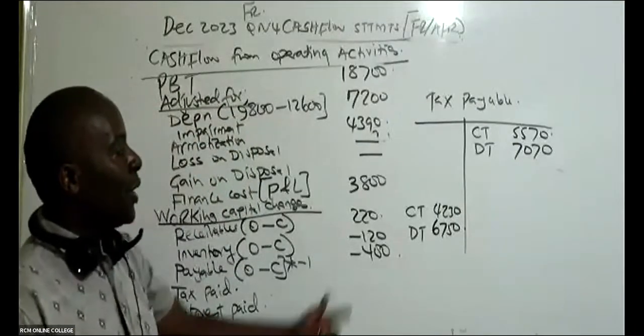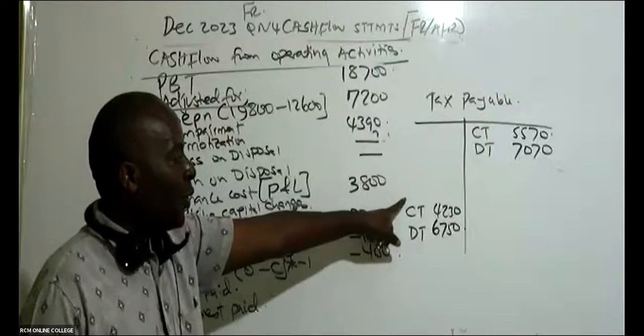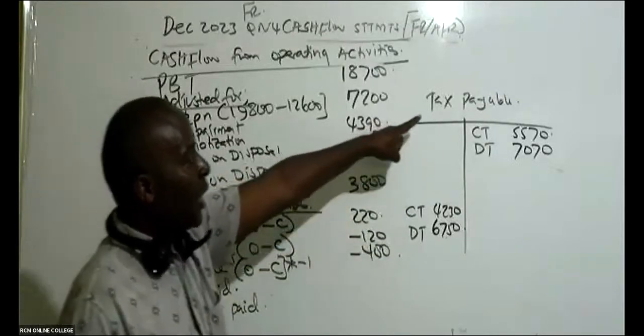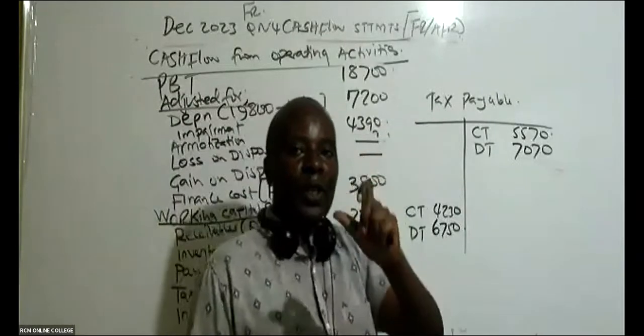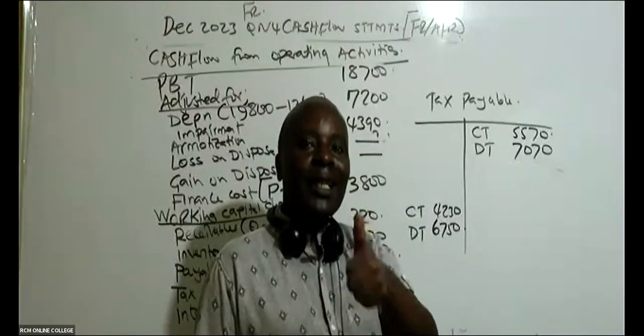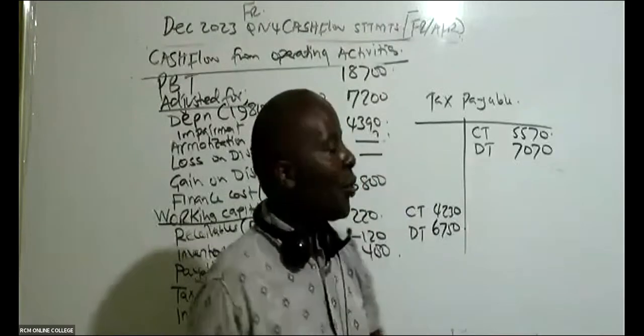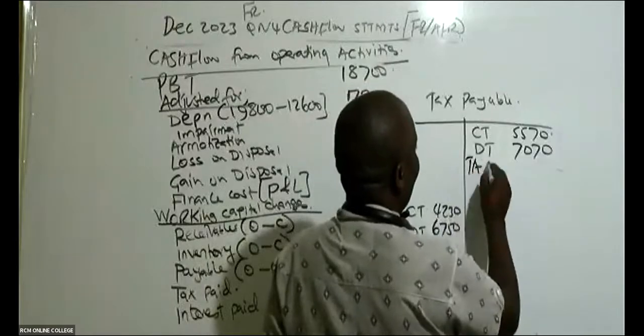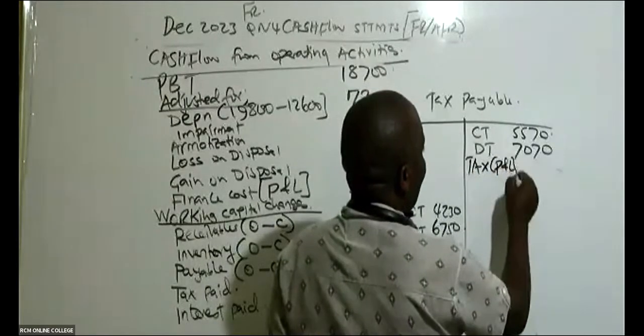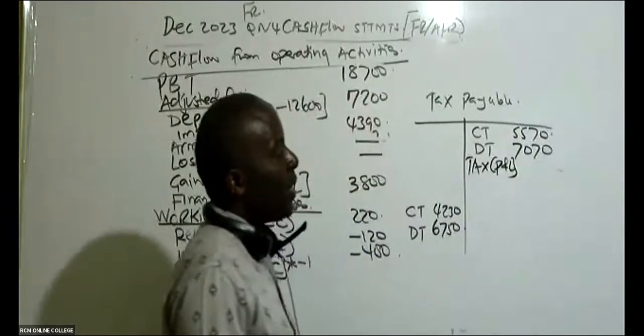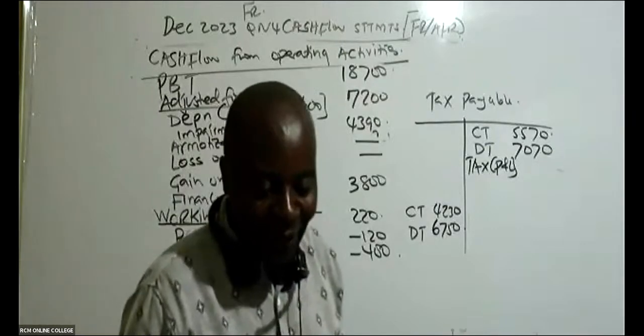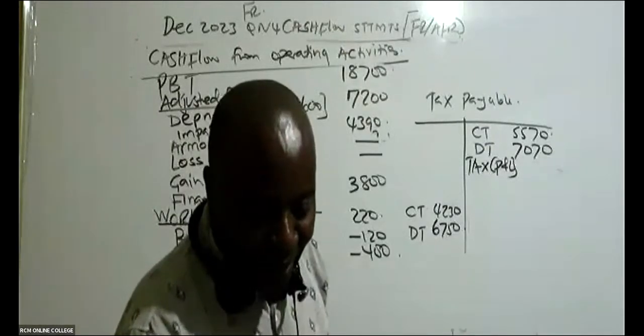Once we do this, here we have the balance carried down and balance brought down. Remember, this tax payable will increase by the tax that you have in the P&L. That is tax for the year. Are you able to see the tax for the year in the question? Go to the P&L.